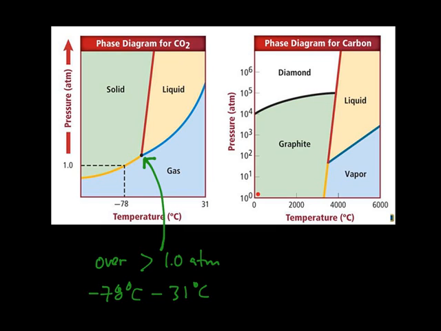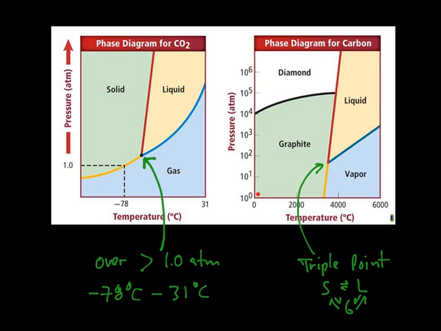For the triple point for carbon, it has to be this point here. That's the triple point. Because again, the triple point is when all three phases coexist at the same time, solid, liquid, and gas, in equilibrium with each other. Think of equilibrium as the rate of change going from one phase to the other.